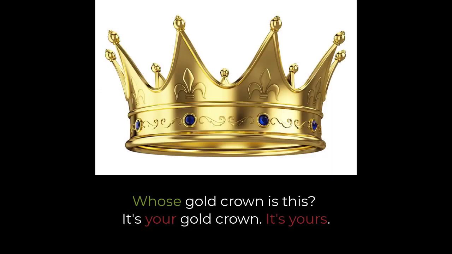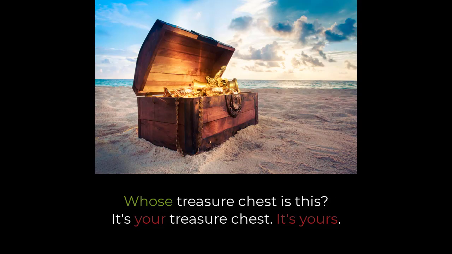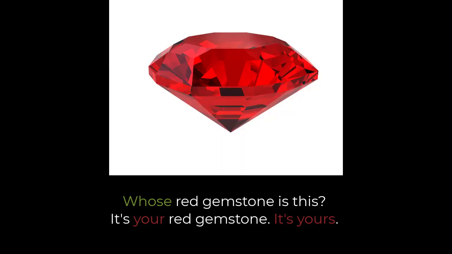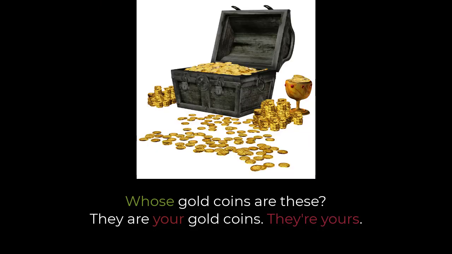Whose gold crown is this? It's your gold crown. It's yours. Whose Olympic gold medal is this? It's your Olympic gold medal. It's yours. Whose treasure chest is this? It's your treasure chest. It's yours. Whose red gemstone is this? It's your red gemstone. It's yours. Whose gold bars are these? They are your gold bars. They're yours. Whose gold coins are these? They are your gold coins. They're yours.